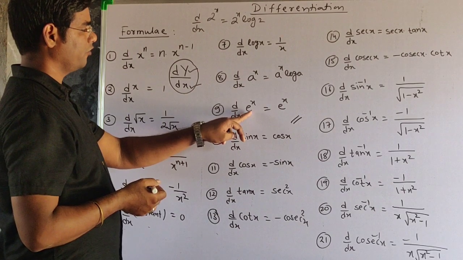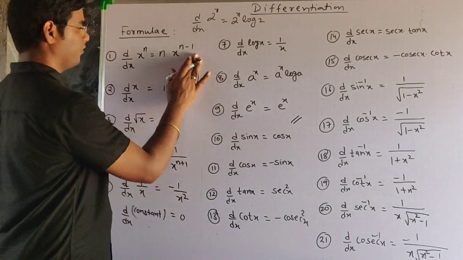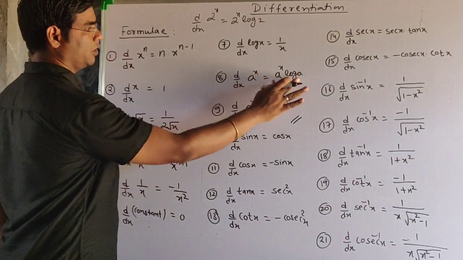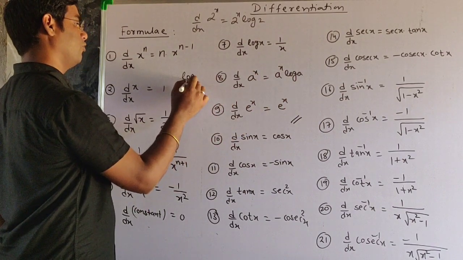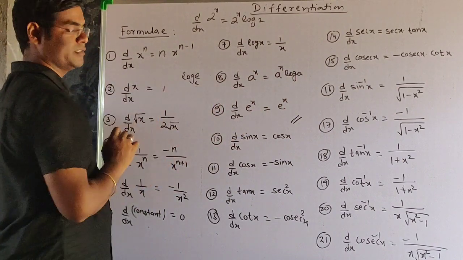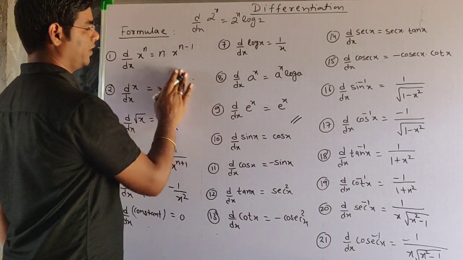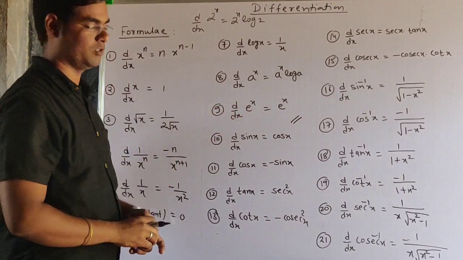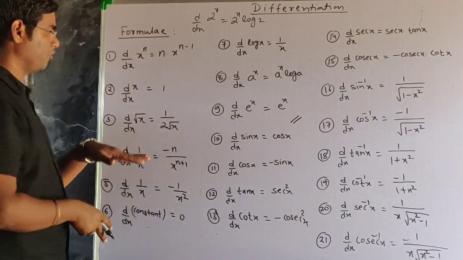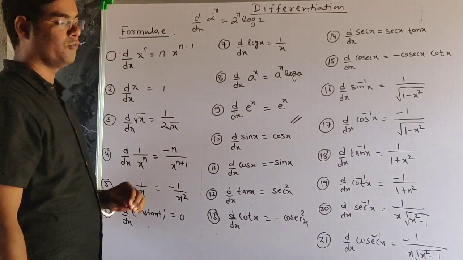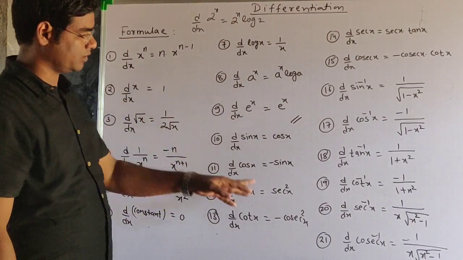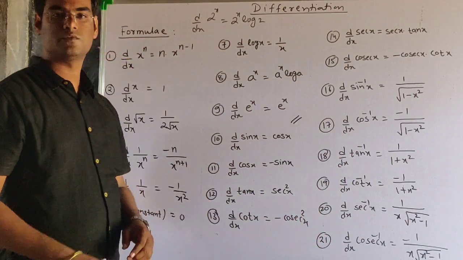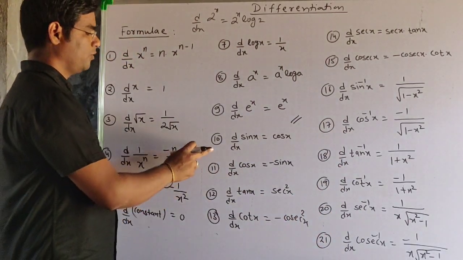Next formula is derivative of e raised to x. Derivative of e raised to x is what? E raised to x into log e. But the value of log e because of same base e is 1. So derivative of e raised to x is what? E raised to x only. So up to 9 formulae, these formulae are important for commerce section, and for science section you have to prepare all these 21 formulae.